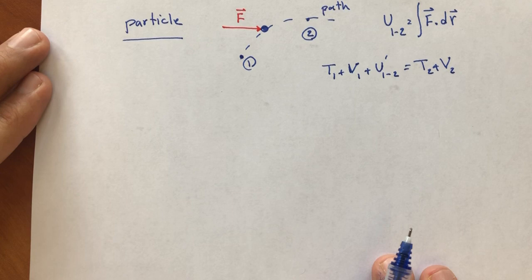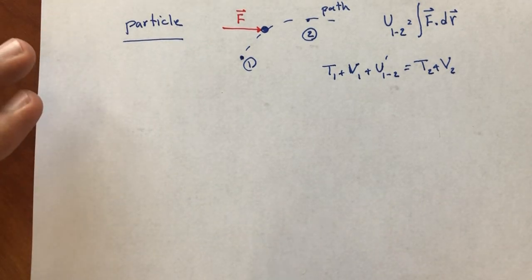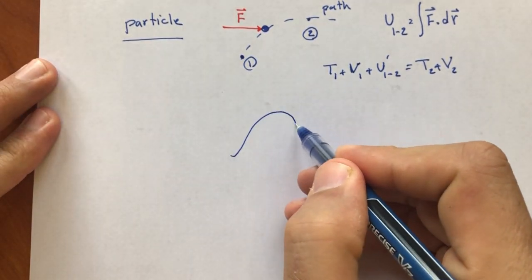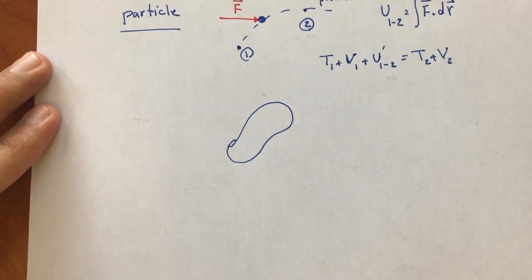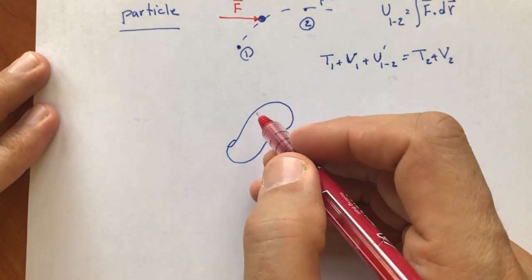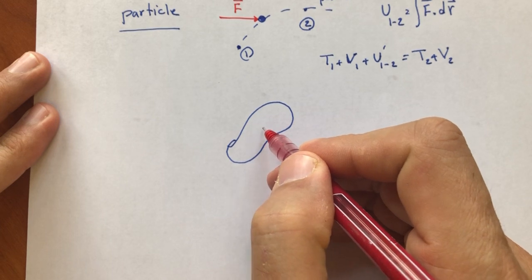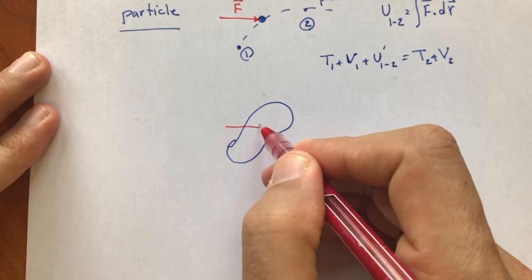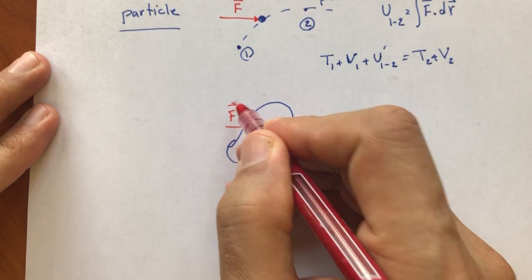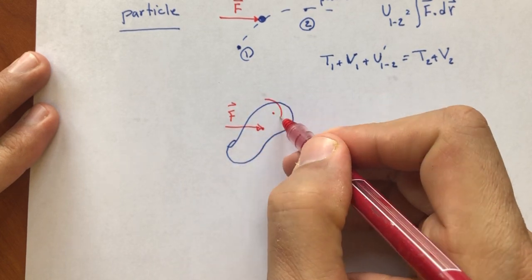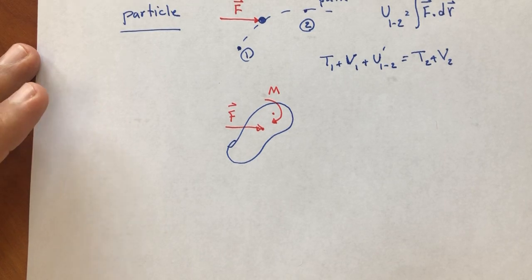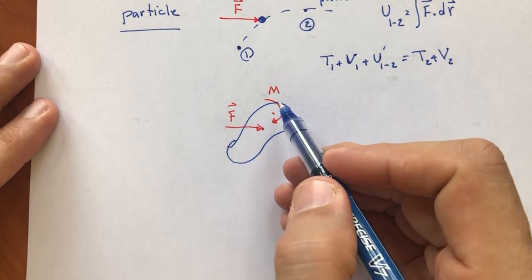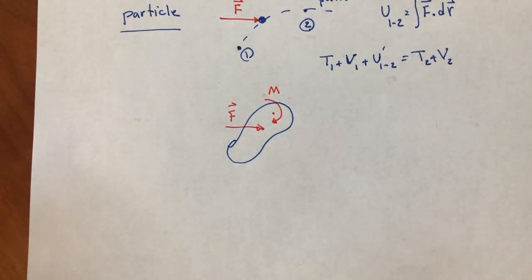We are going to have exactly the same thing for a rigid body, but it's going to have one more term. On a rigid body, it is possible to apply a force, and it is possible to apply a moment or torque as well, right? So we need to calculate the work of the moment as well.